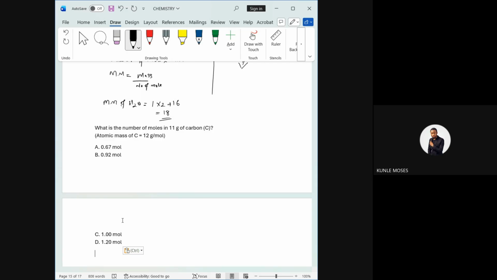It's so simple. Write down the parameters that you have been given. They ask us to find the number of moles.